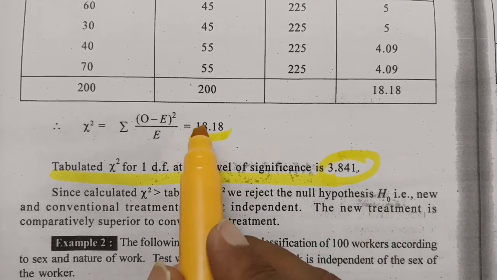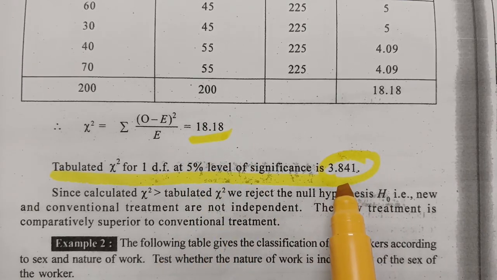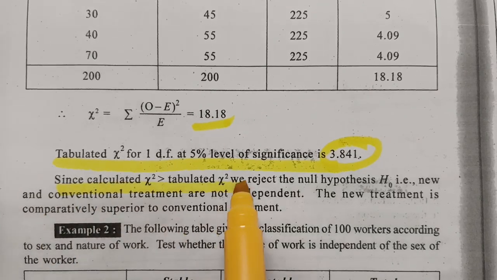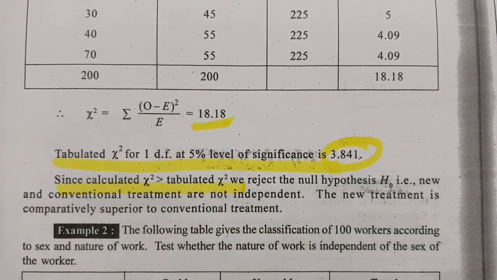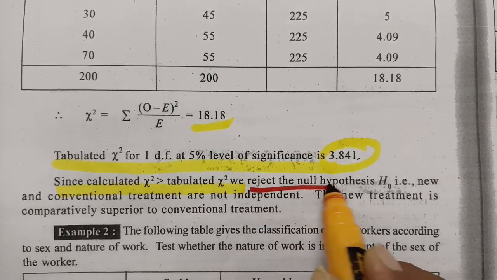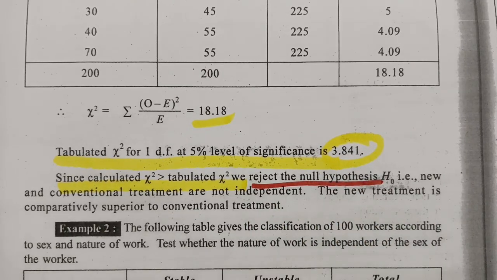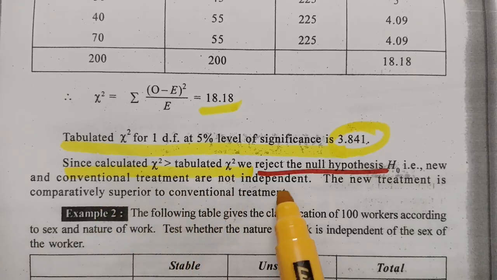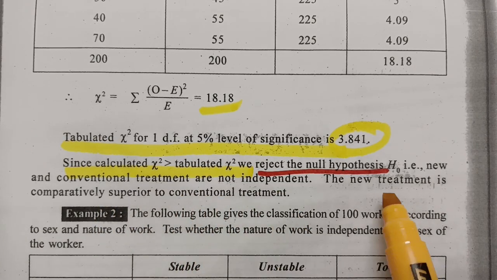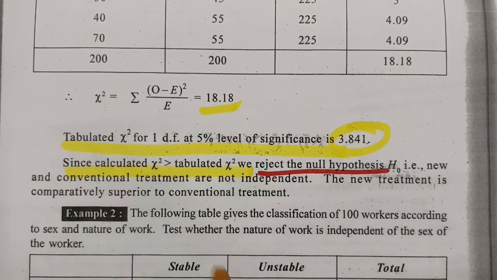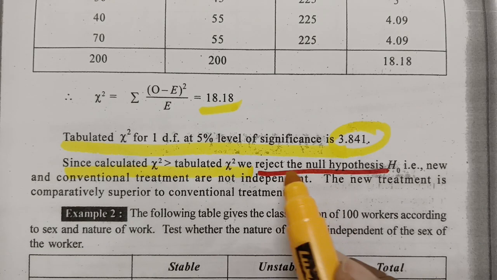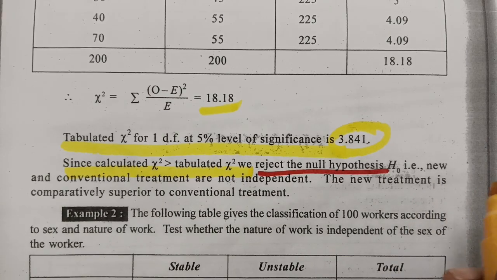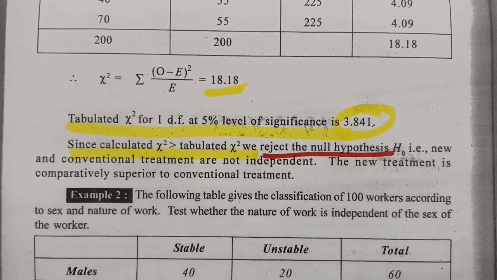3.841. And therefore this is the calculated value and this is the tabular value. Since the calculated value is greater than the tabular value, we are going to reject the null hypothesis H0. That is, the new and the conventional treatment are not independent. The new treatment is comparatively superior to the conventional treatment. This is the final conclusion which we got.